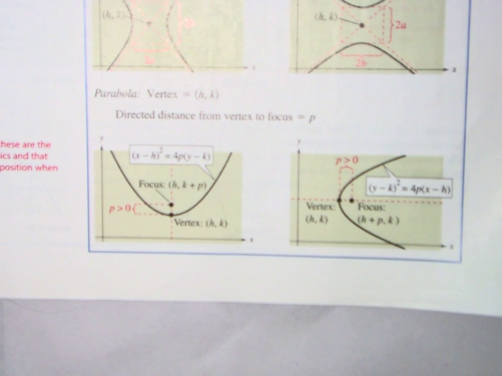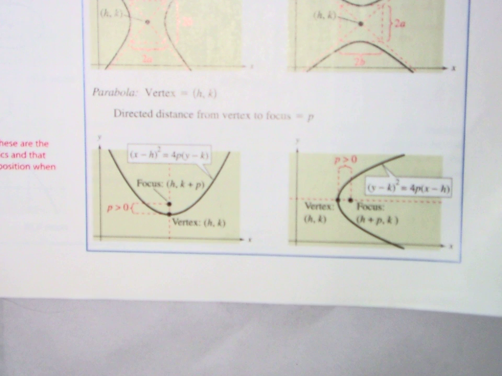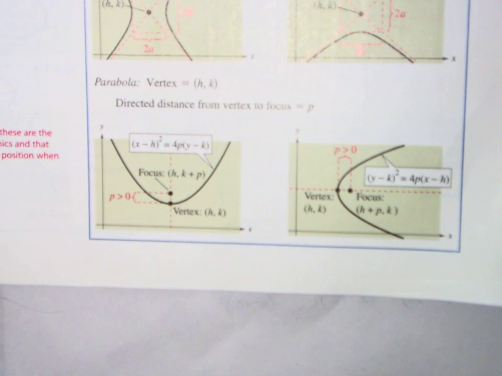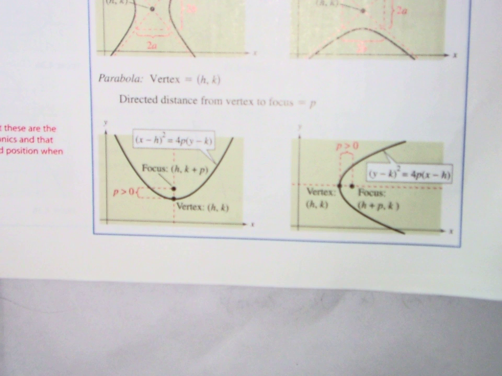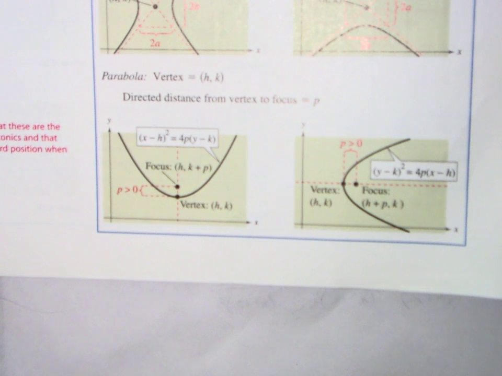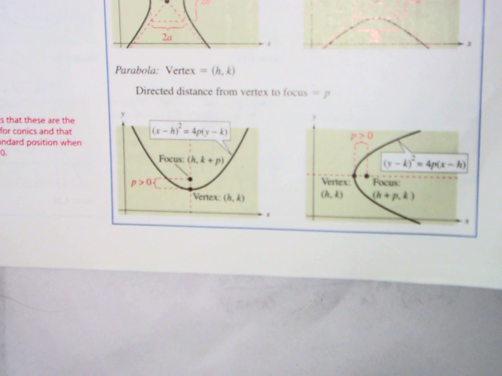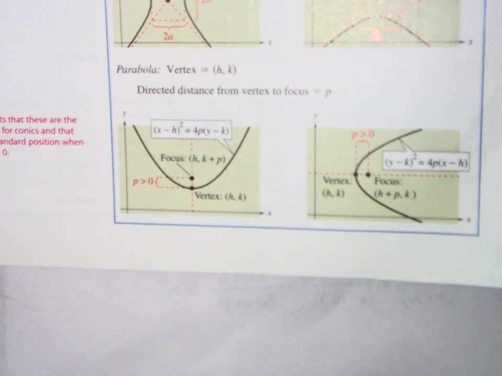So again, this is going to be on page 371. I have your book right here. Okay, we have page 371 in the book. What we're going to look at is the equation on the right, because the equation on the left is for opening up and opening down. The equation on the right is going to open left or open right.